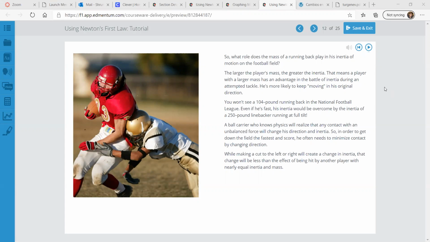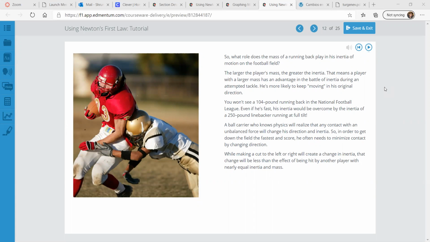Okay, I am back with the tutorial where we left off. We were looking at that football video, and we were looking at running backs versus defensive players, inertia, laws of inertia, motion.